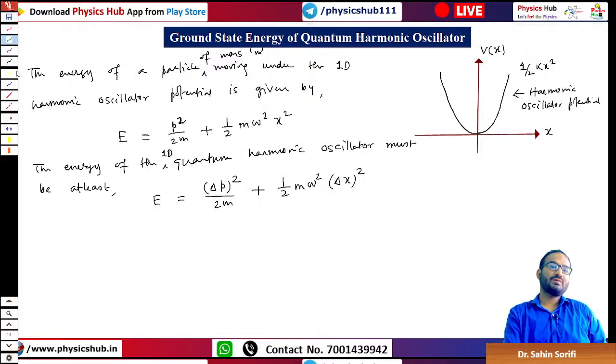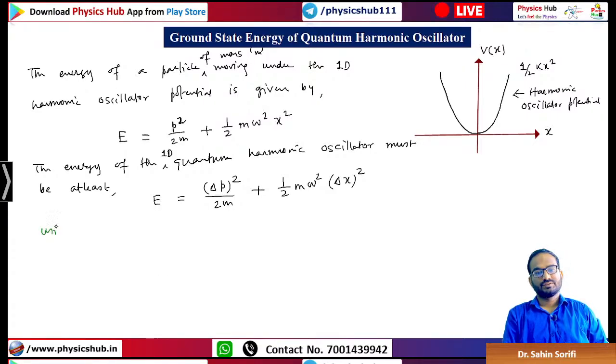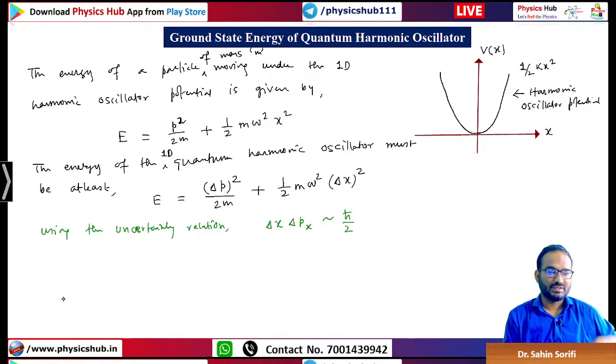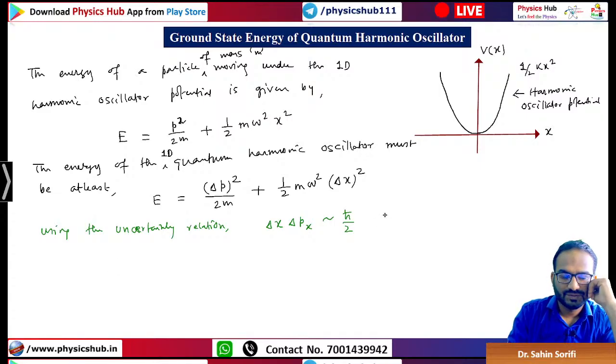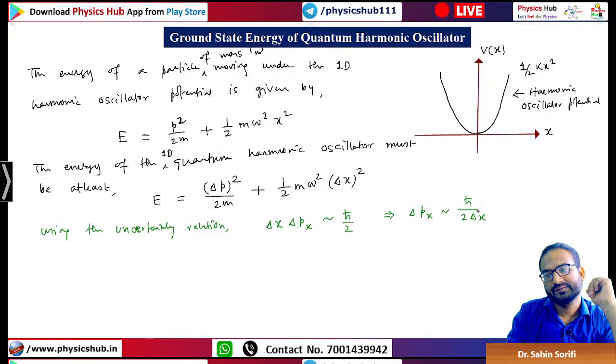Now taking the lower limit of the uncertainty relation, using the uncertainty relation, we need to calculate the ground state energy. So using the uncertainty relation, we will write delta x delta p x approximately, not h cut but h cut by 2, because this is the case of harmonic oscillator. So from this we can calculate the value of delta px. Delta px is approximately h cut by 2 delta x.